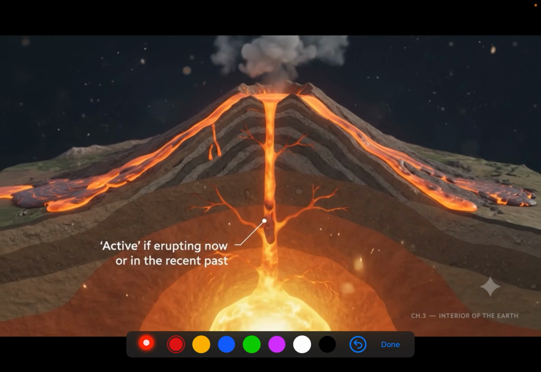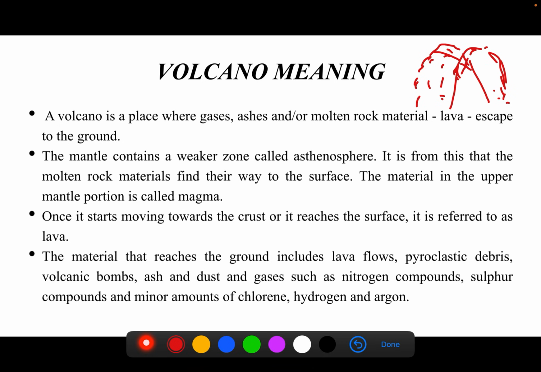Right, so in this video you have seen that it is just a vent from which all of this material is coming out, and this is exactly what a volcano is. It is nothing but a vent or an opening, right? Let's study it. So a volcano is a place, or a vent, or an opening from where gases, ashes, molten rock material, lava escape to the ground, right? So what comes out from a volcano? Gases come out, ashes come out, molten rock material comes out, lava escapes to the ground.